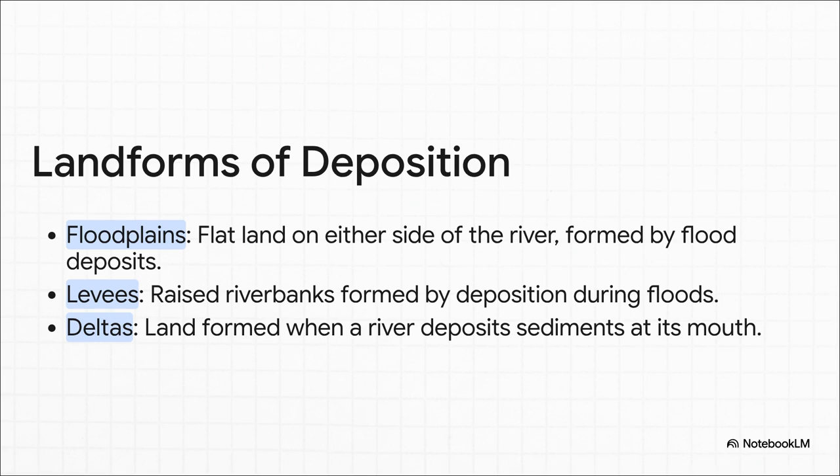The river drops sediment to form wide, fertile floodplains, the very cradles of agriculture. It creates its own naturally raised banks called levees, and most dramatically, when the river finally meets the sea and drops its last load of sediment, it can build huge areas of new land called deltas.